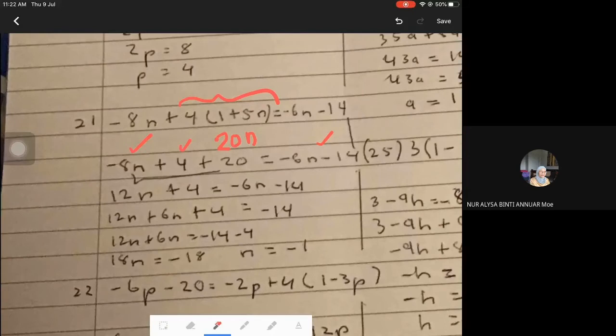And then we group jadi 12 ni macam mana? Ni dah betul 12 ni. 12, okay? So actually negative 8 dengan 20n ni campurkan jadi 12n. And then plus 4. This one tak usik lagi. Lepas tu baru dia groupkan minus 4n bawa ke sini jadi plus 4n, sorry 6. Negative 6n bawa sini jadi plus 6n.